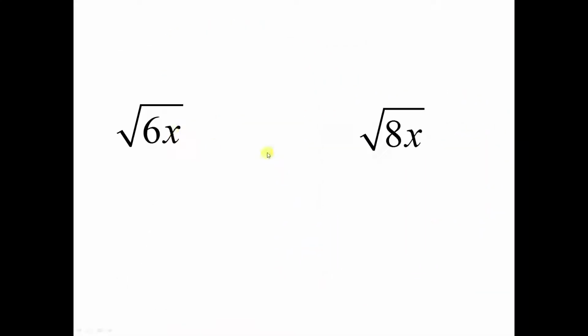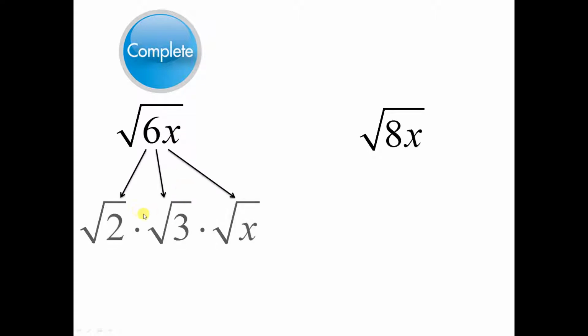The last question we're going to tackle is, how do you know when you're done? I've got 2 square roots right here. One is finished, nothing can be done, and one is not finished, something can be done. So this one over here is complete. And the reason why it's complete is because the factors of 6x are 2, 3, and x. So the square root of 6x is the square root of 2 times the square root of 3 times the square root of x. There are no factors of 6x that are perfect squares.